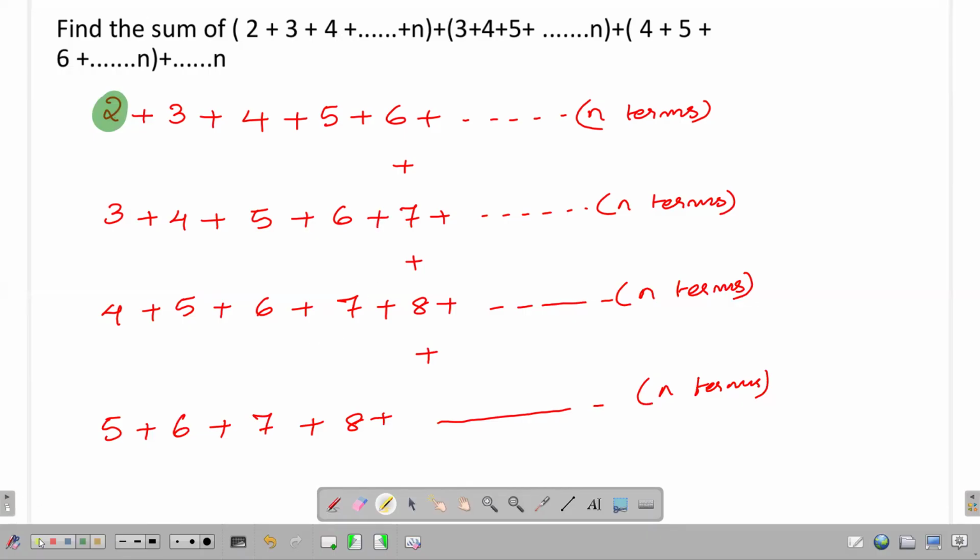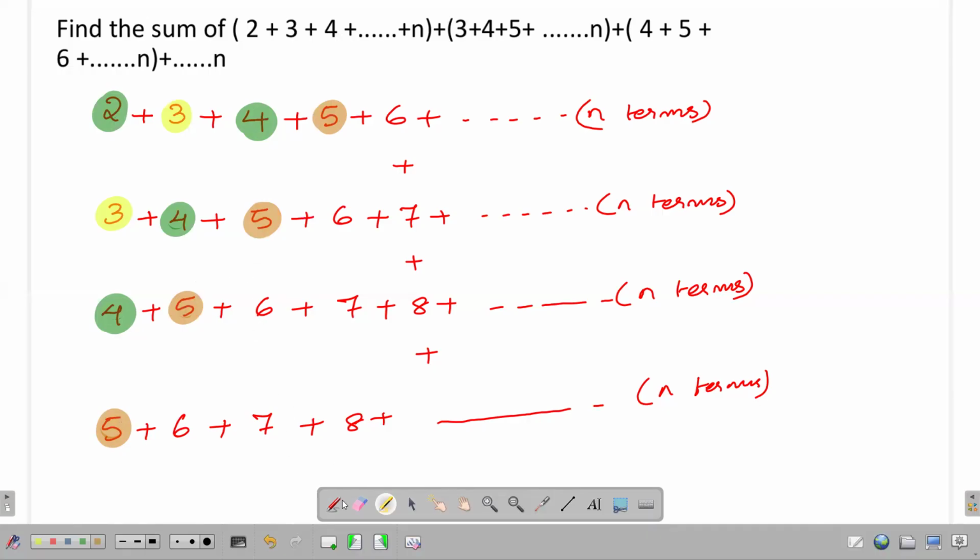Okay. Now look at this 3. This 3 is coming 2 times. Look at this 4. You can see that this 4 is coming 3 times. See this? So 2 is coming once, 3 is coming twice, 4 is coming 3 times. Okay. Now please observe. We can see that this 5 is coming 4 times. See this? Okay, so do you see a pattern there? 2 is coming once, 3 is coming twice, 4 is coming 3 times, 5 is coming 4 times.